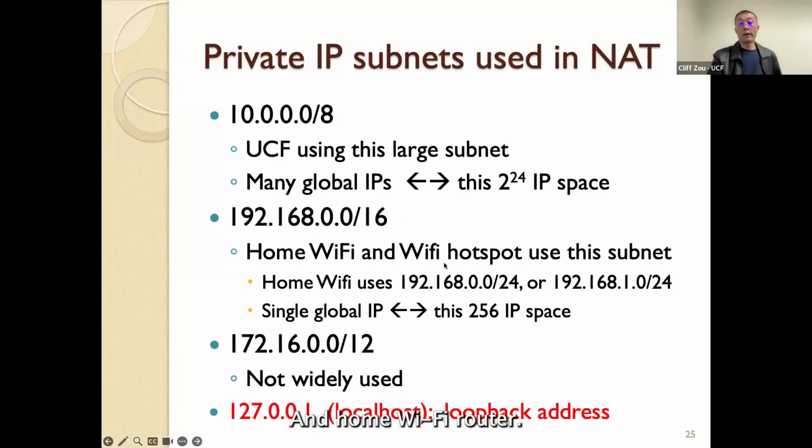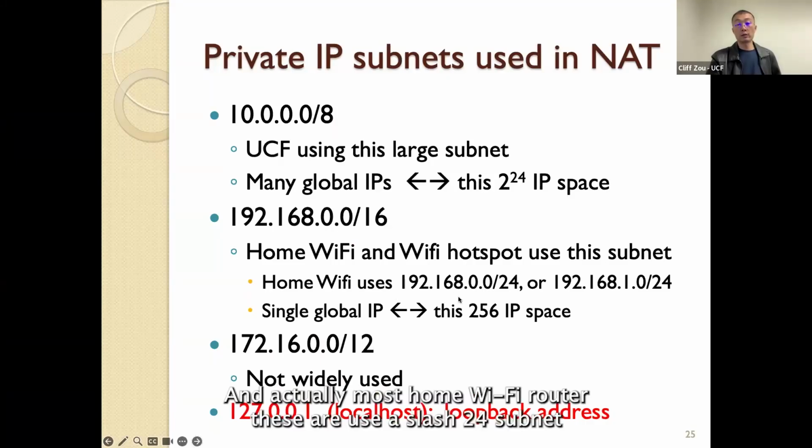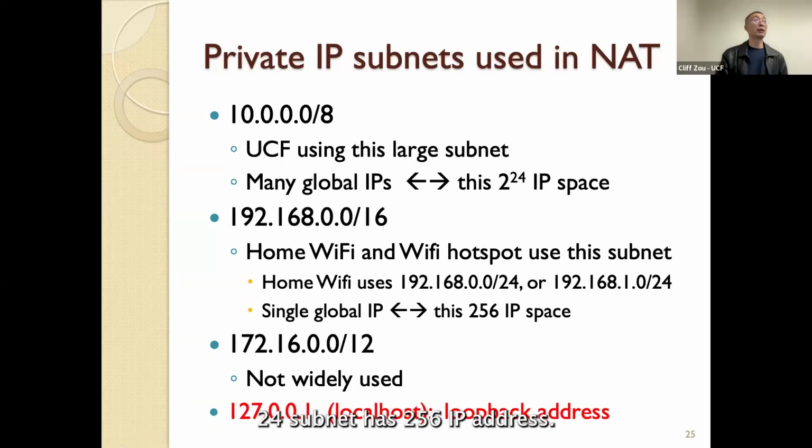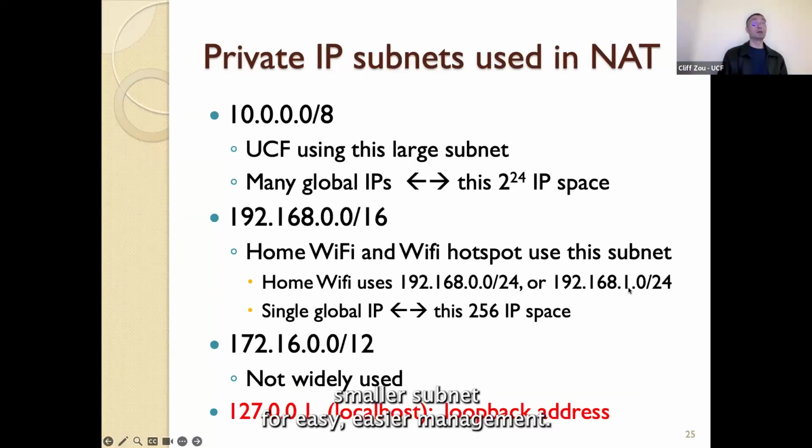And home Wi-Fi routers usually use this private subnet. Actually, most home Wi-Fi routers use either this /24 subnet or the 1.0/24 subnet. Because a /24 subnet has 256 IP addresses, that's enough for home use. So most home Wi-Fi routers use this smaller subnet for easier management.